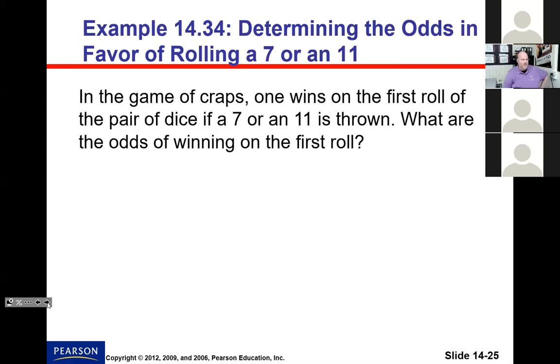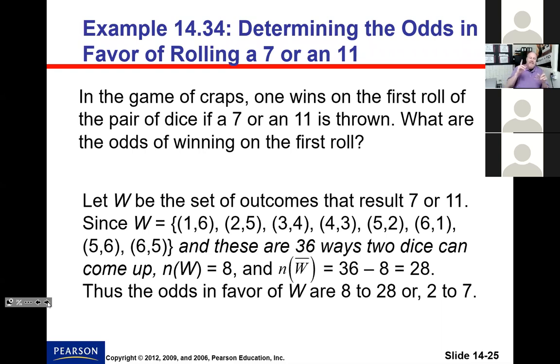What are the odds of winning on the first roll? So here's the breakdown of it. If it was probability, it would be 8/36, correct? Because probability is always the desired outcomes, or the favorable outcomes, over the total number of outcomes. But they're asking for odds. So how many favorable outcomes are there? There is 8 of them, correct?